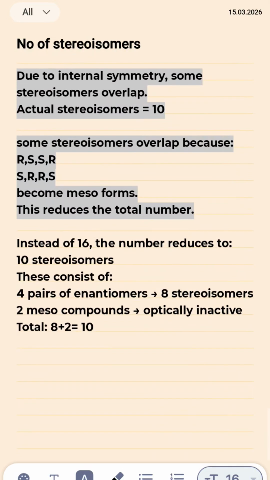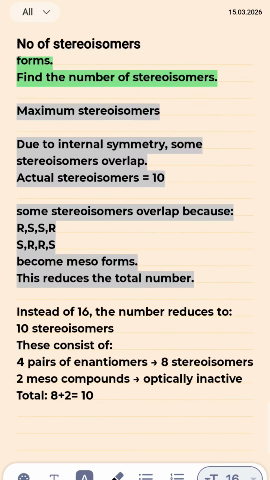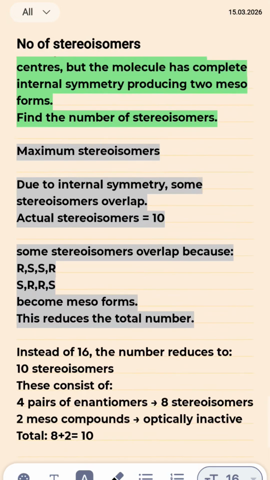So this reduces the total number. Instead of 16, what are you getting? 4 pairs of enantiomers, from which you get 8 stereoisomers. And here you are seeing 2 meso compounds. So 8 plus 2, a total of 10 stereoisomers are possible due to the internal symmetry and the 2 meso forms that it produces.